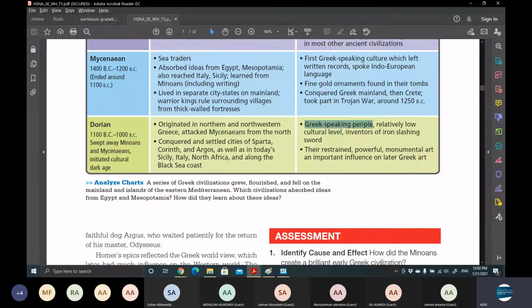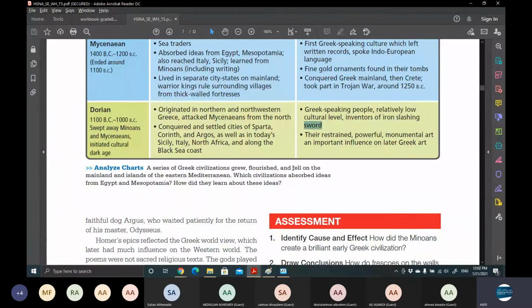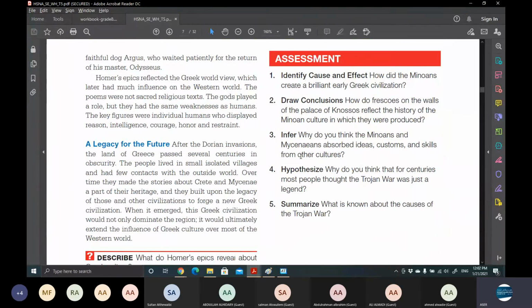They also are Greek-speaking people, of relatively low cultural level, because they were inventors of iron slashing swords. They were just invaders, so they did not need the art, they did not need the wisdom. All they needed was the iron and the sword. Their restrained, powerful, monumental art was an important influence on later Greek art.